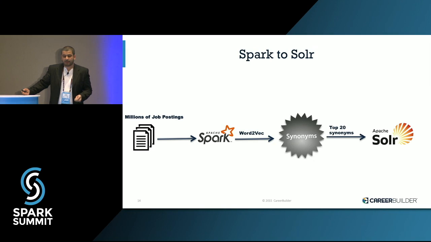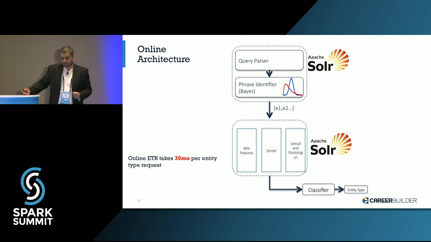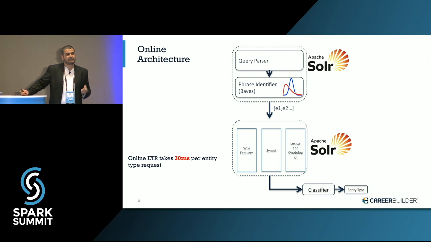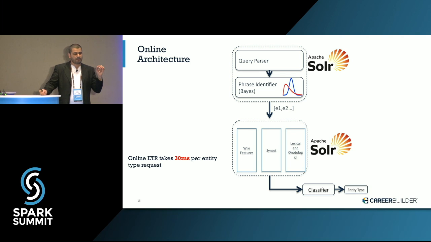Cool. How about the online? Because I don't want to run out of time. For the online, I want you to look at the time now. For the entity type recognition in the online mode, we can now get back the entity type of a token or an entity in 30 milliseconds. This is very suitable for real-time query processing. So if you send an entity to this API, in 30 milliseconds it returns the entity type.